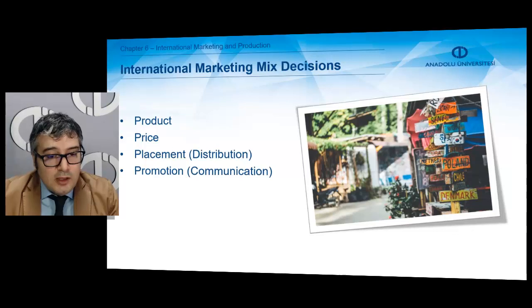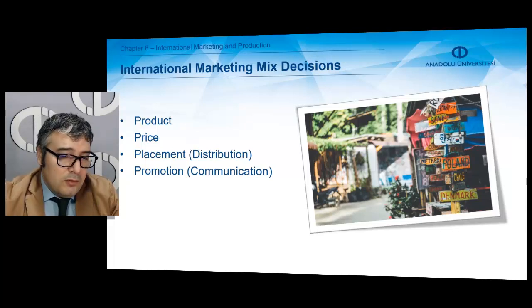The marketing mix elements then, namely, as you see in the slide, product, price, placement, and promotion, are used to implement the strategies to create value for the global and international markets and capture value from them in return. Let's see how each of them can be used in international settings.